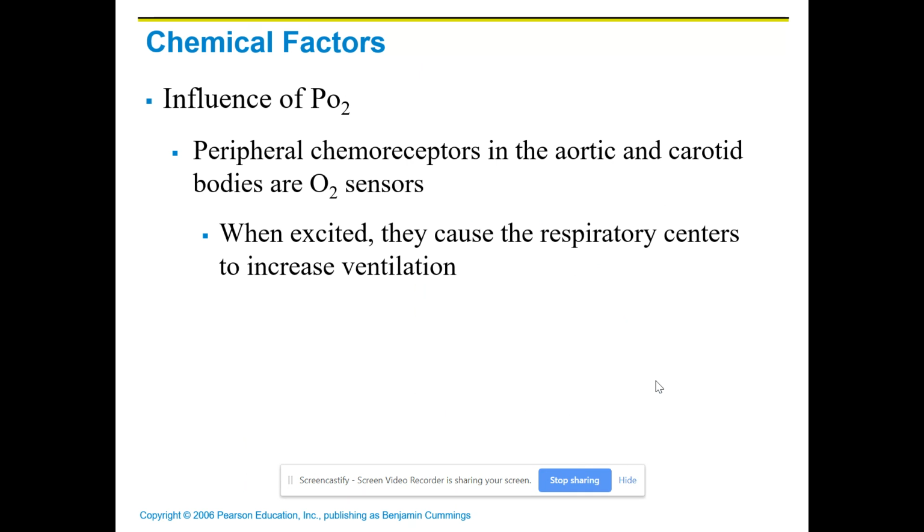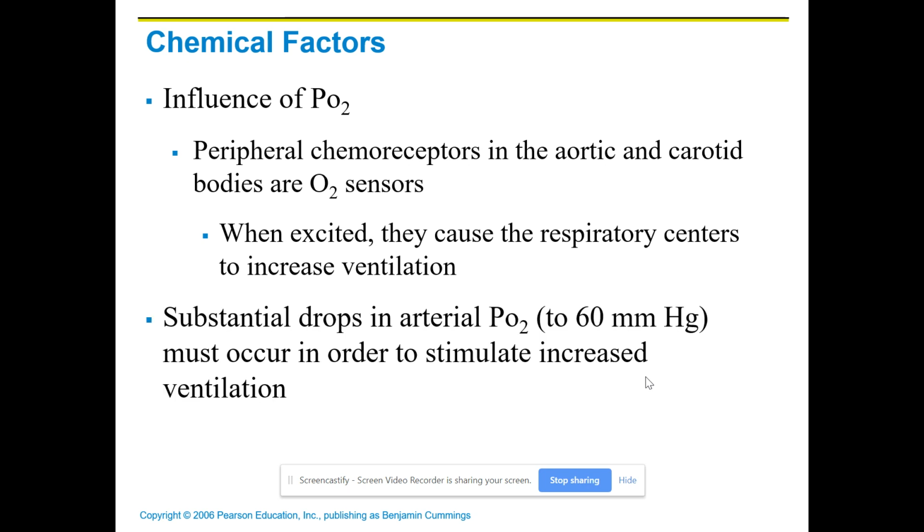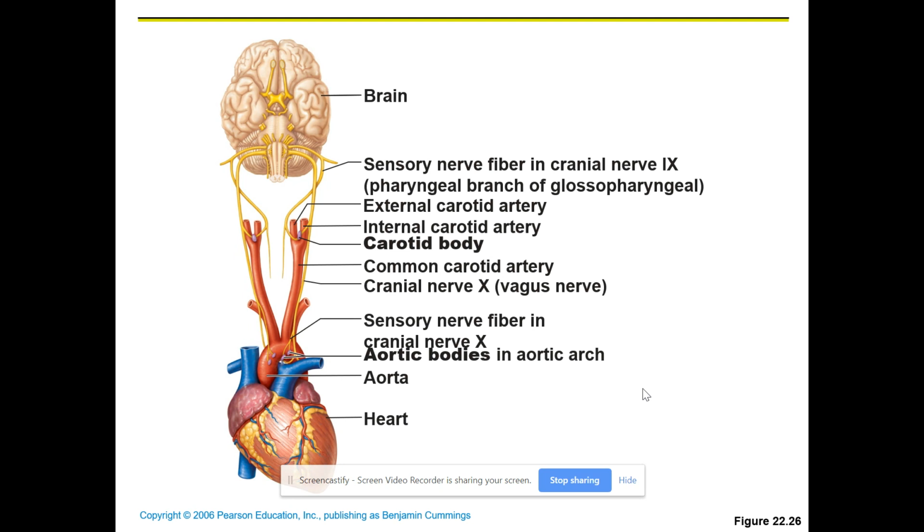Oxygen is also important, and so we also monitor oxygen levels. We have these same chemoreceptors in the aorta and in the carotid, and they detect oxygen. When oxygen levels fall, respiratory centers are stimulated, and ventilation and respiration go up. But it takes a fairly large drop in oxygen in order to stimulate increased respiration. This picture shows you where those receptors are. So again, you can see them in the arch of the aorta, and you can see them where the carotids split.